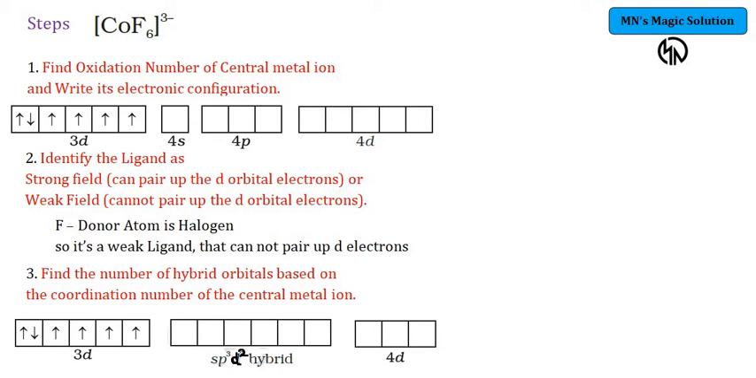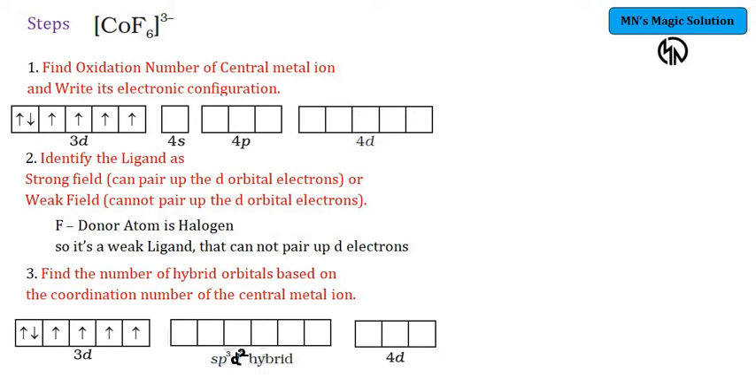Hi students, in the previous video we saw how to find hybridization, magnetic properties and spin for a complex. Last video we looked at a strong ligand. Now we are going to look at a weak ligand.